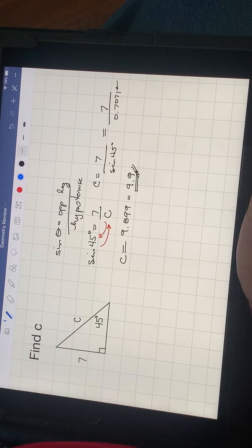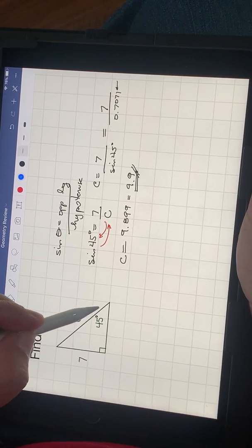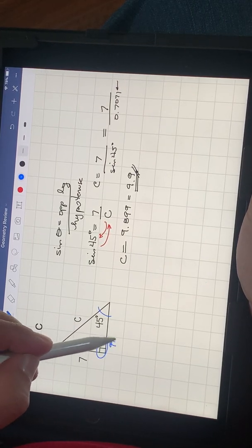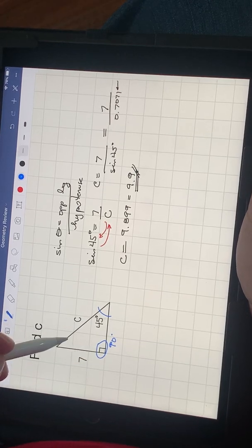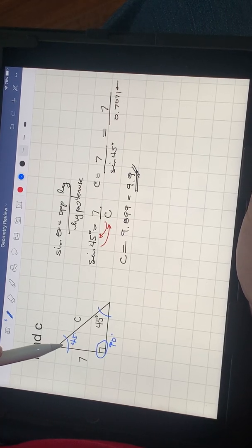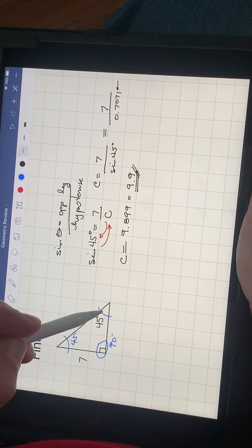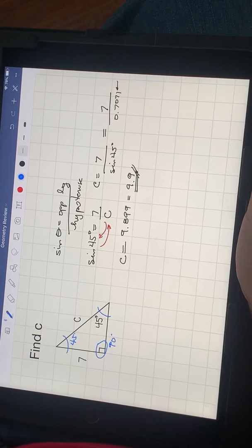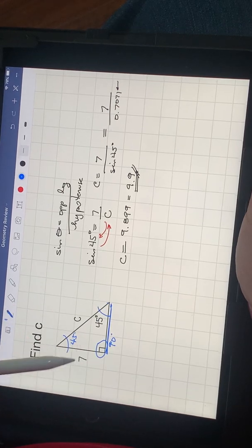The other way to think about it is, if I have a 45-degree angle, then this angle must be 90 degrees, because it's a right triangle, and therefore this angle is also 45 degrees. When we have two angles that are the same within a triangle, then we can assume that it's an isosceles triangle. Under that assumption, we can say that both legs have the same length. Therefore, I can say that this line here, or leg, has the same length as this one here.